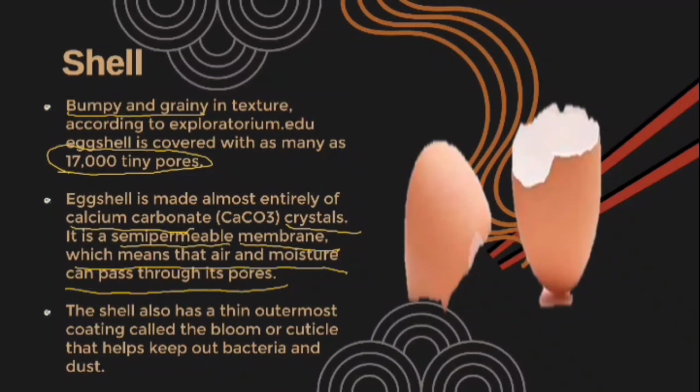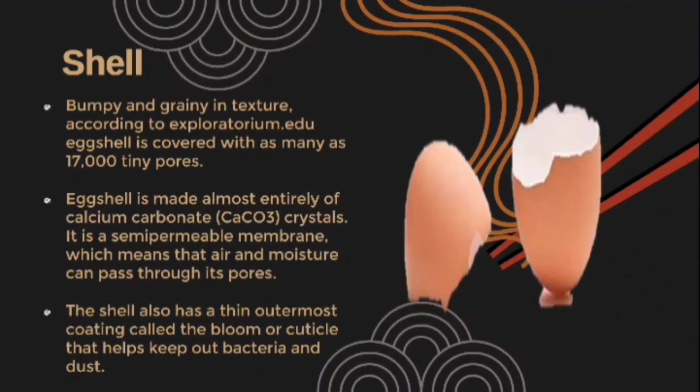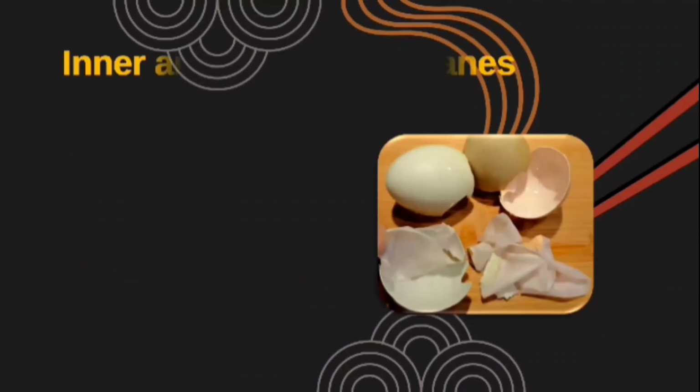The eggshell also has a thin outmost coating called bloom. Ano daw yon? Yung pinaka-takip ng itlog, ang tawag daw dun ay bloom or cuticle na meron din sa buhok. That helps keep out bacteria and dust. So, yung bloom or cuticle, ito pala yung nagpe-prevent ng bacteria na makapasok doon sa loob ng itlog. Katulad, meron din tayo sa buhok. Okay? Okay, next.